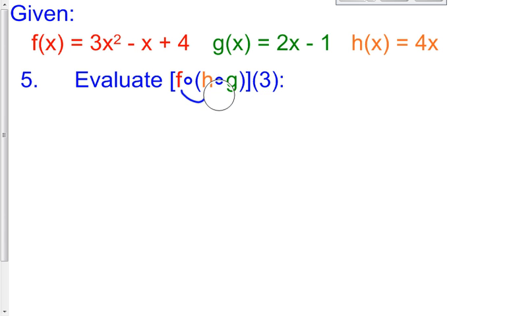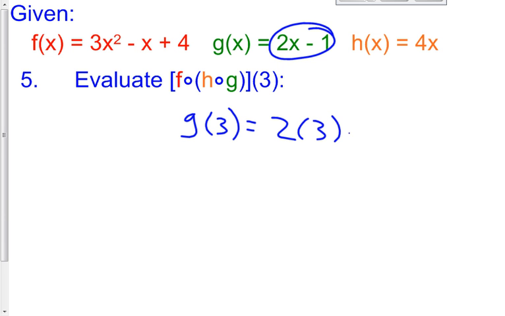Working from right to left. So first we have g of 3. So here's our g function. Put a 3 in there. 2 times 3 minus 1. 2 times 3 is 6. 6 minus 1 is 5. So this equals 5. Put that 5 into our h.